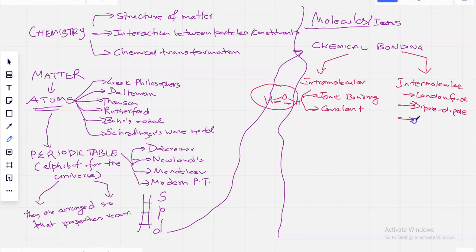You can talk about hydrogen bonds, right? The force of interaction between water molecules. You can even talk about ion-dipole interaction, the force of interaction when an ionic compound dissolves in a solvent. So the whole idea of chemical bonding, the force of interaction between particles, between atoms, between molecules, is covered here.